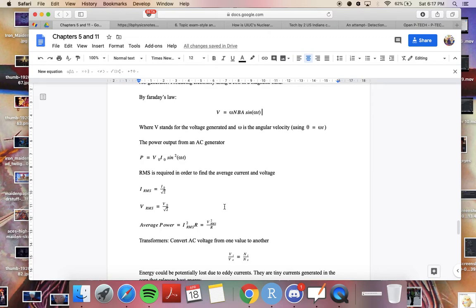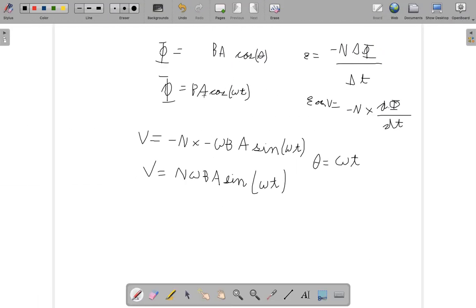So now let's go into the power output from an AC generator. An AC generator, like any other generator, produces energy, so it has a power output. Now let's see how we can calculate our power output. I'll let these be over here for now. We know from chapter 5 that power equals voltage times current, right? So now let's try and find our voltage and current for our AC generator.